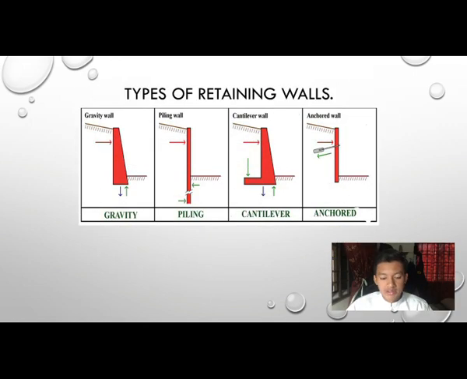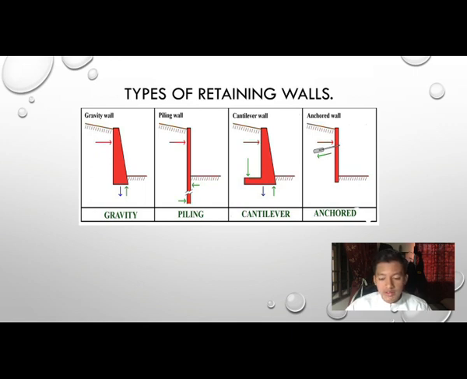Okay, as you guys can see, there are 4 types of retaining wall. The first one is gravity wall. The gravity wall is the standard wall type that holds the earth mainly through its own weight. The next one is piling wall. The piling wall uses long piles. This wall is fixed on both sides of its lower length.